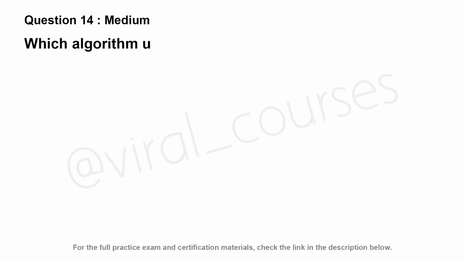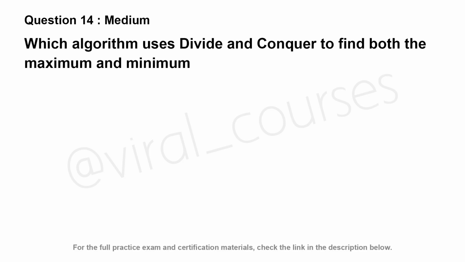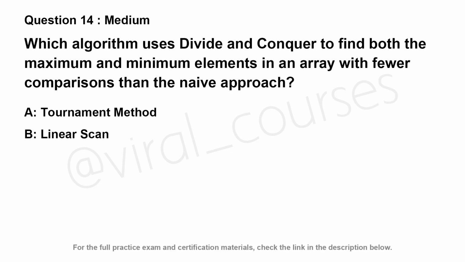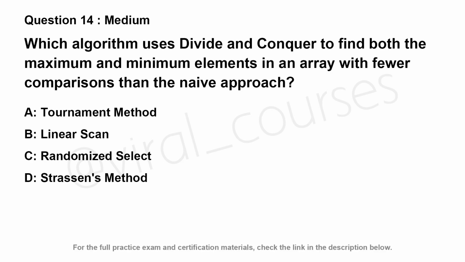Which algorithm uses divide and conquer to find both the maximum and minimum elements in an array, with fewer comparisons than the naive approach? Option A, tournament method. Option B, linear scan. Option C, randomized select. Option D, Strassen's method.